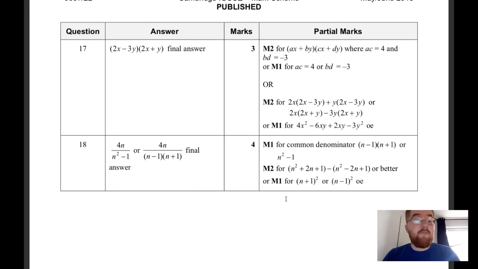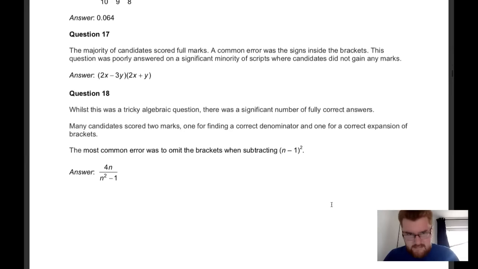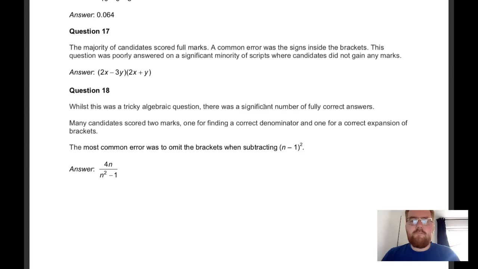Okay, so for a last question on the paper 2, that's quite a nice question. It's just working through algebra, it's not particularly tricky. There were a significant number of fully correct answers. I'm not surprised. It's just working through your algebra and being competent with that.